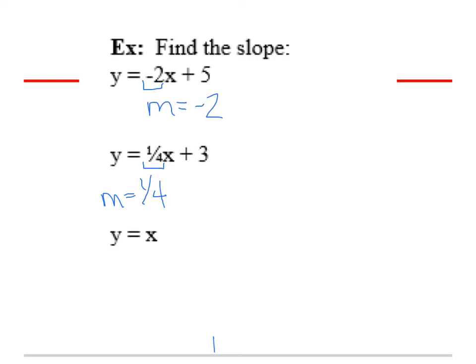And our last one, this is the linear parent function that you learned about in class on Monday, y equals x. Now, I don't see a number in front of x, but we know that if there's not a number there, we can include a 1 because 1 times x is simply x. So y equals 1x. Our slope is the number in front of x when it says y equals, so our slope here is 1.